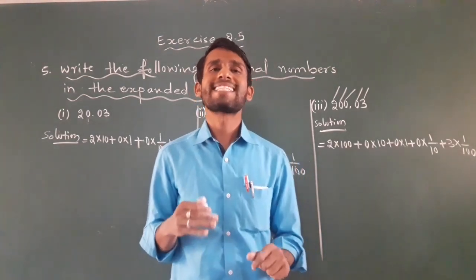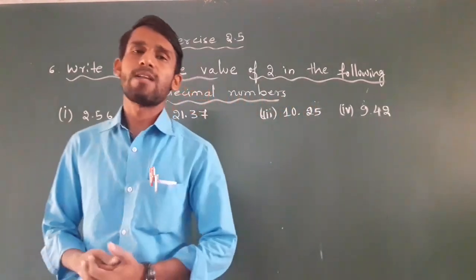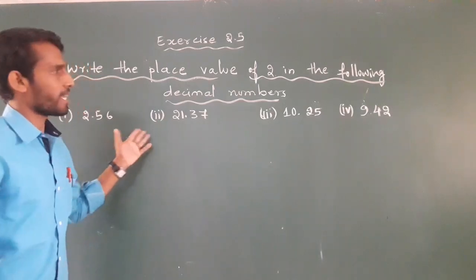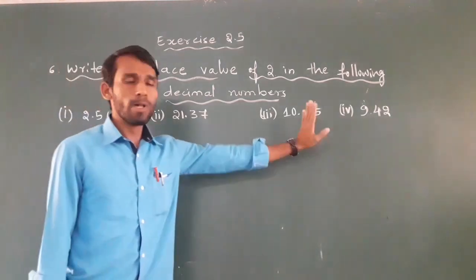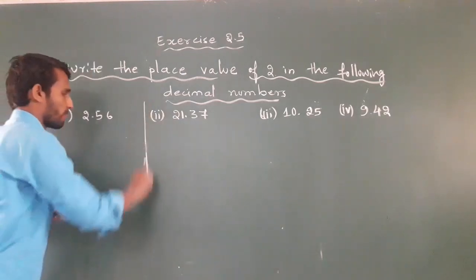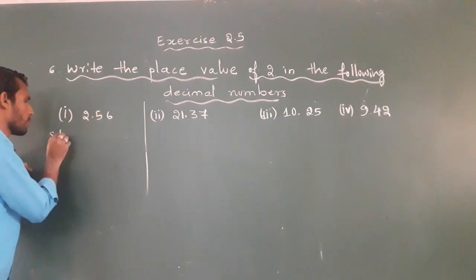Next, I am taking the 6th exercise. Dear students, in the 6th exercise, write the place value of 2 in the following decimal numbers. In this exercise I am solving only 4 problems. The remaining problems you solve at home. Solution. First one, place value of 2. What is the place value here? Let us see the solution.